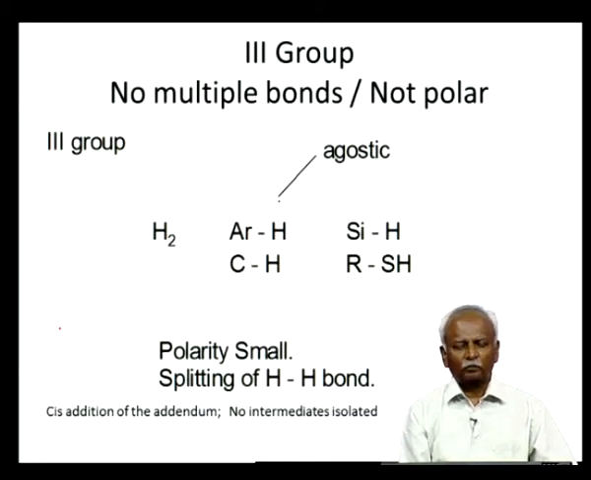So, in the third group, we have no multiple bonds, nor do we have polar groups. In the first group, we had polar groups. In the second group, we had multiple bonds, but in the third group, we have neither polar groups, nor do we have multiple bonds. And this is typified by hydrogen, aromatic CH, or an SiH or SH bond. Here, the polarity is typically very small.